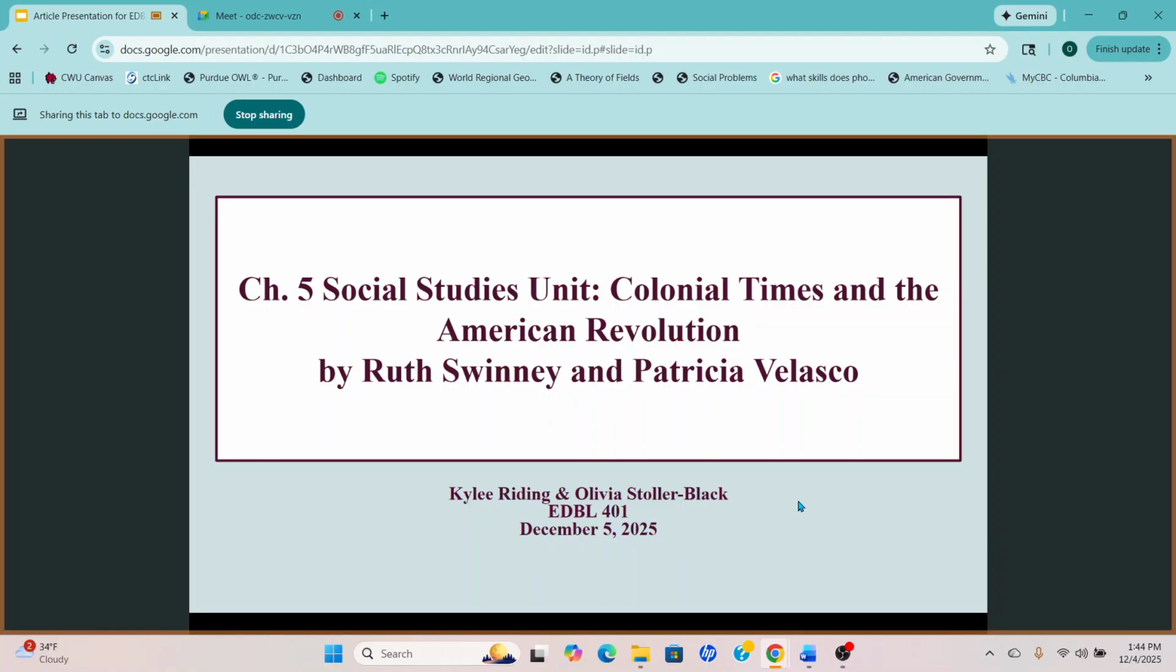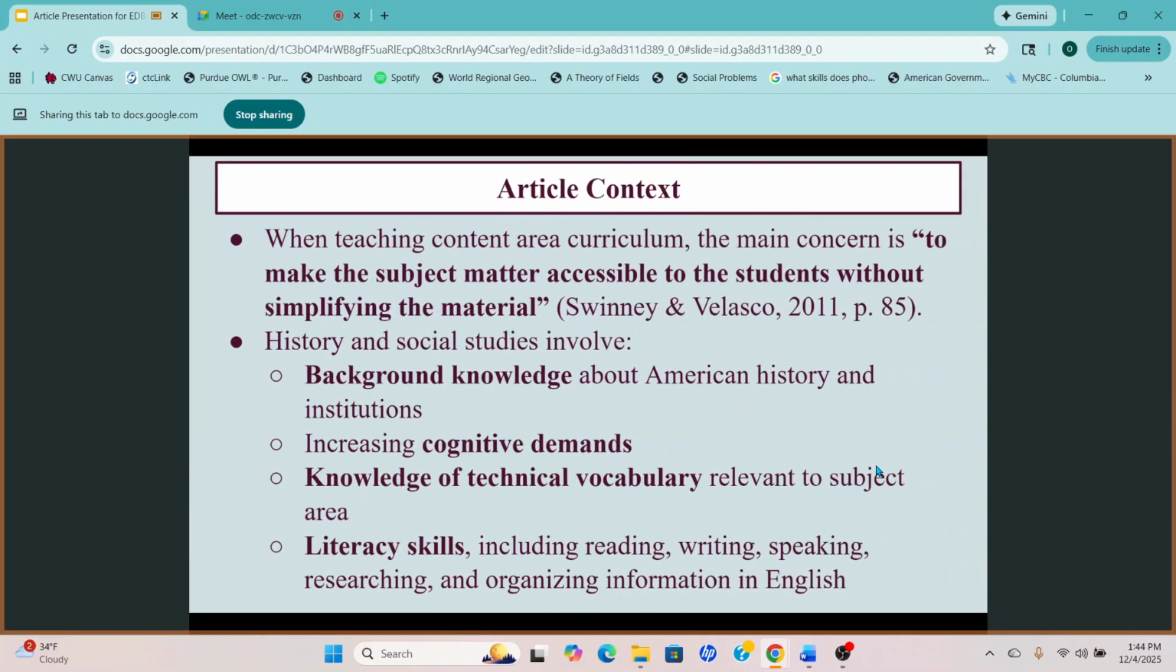This presentation is on the article Chapter 5, Social Studies Unit, Colonial Times and the American Revolution by Ruth Swinney and Patricia Velasco. So some context for this article.